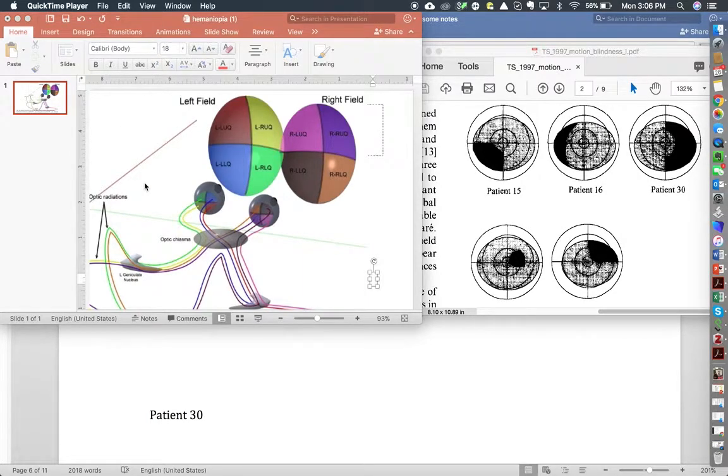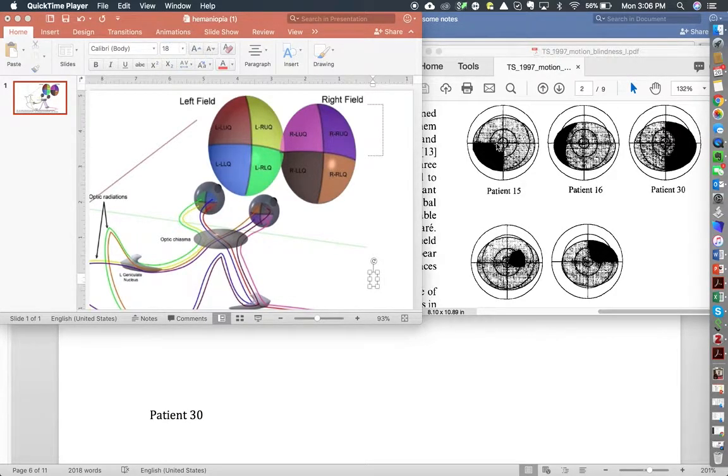Hi everybody, I just wanted to go through some of the homework questions with you on hemianopia. These are the answers to the questions that we had before. So patient 15, rather, is one of them.